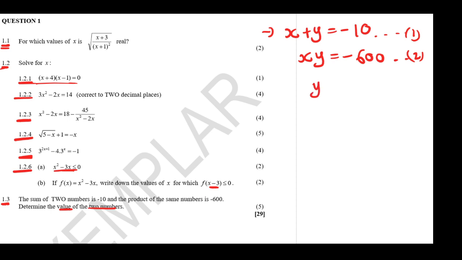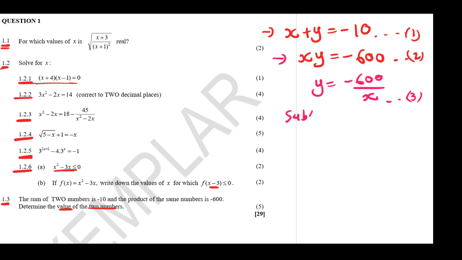So we just say y equals, or we can just use the second one. Literally you choose whichever one works for you. Let me just use the second one. So the second one, we can say y equals minus 600 over x, right? We're using the second equation. I just divided by x both sides. So this would be my third equation.